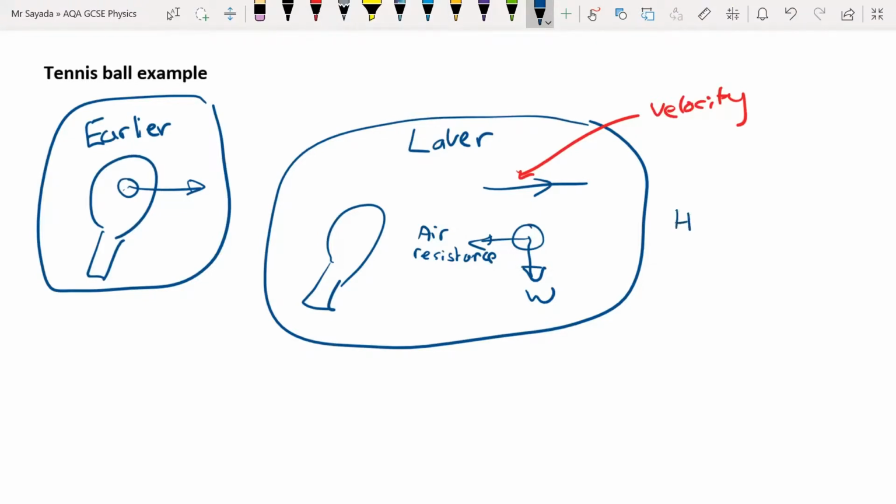There's two things I'd like you to answer. What do you think the ball is doing horizontally? And what do you think the ball is doing vertically? Pause the video while you write down what you think. Press play once you're ready.